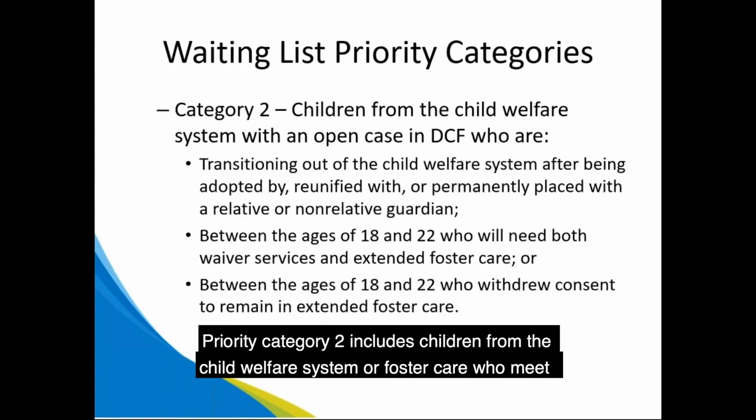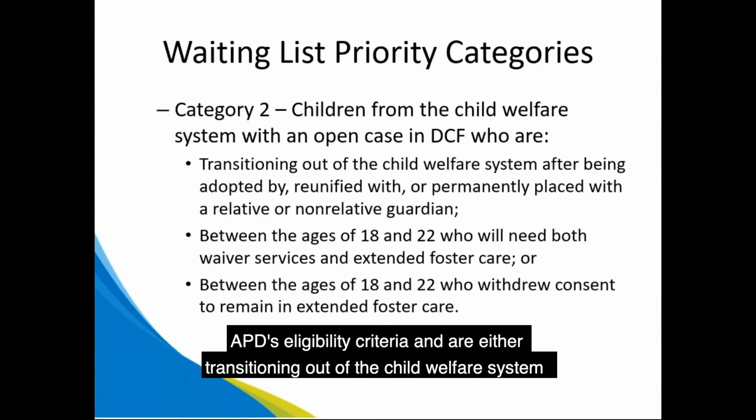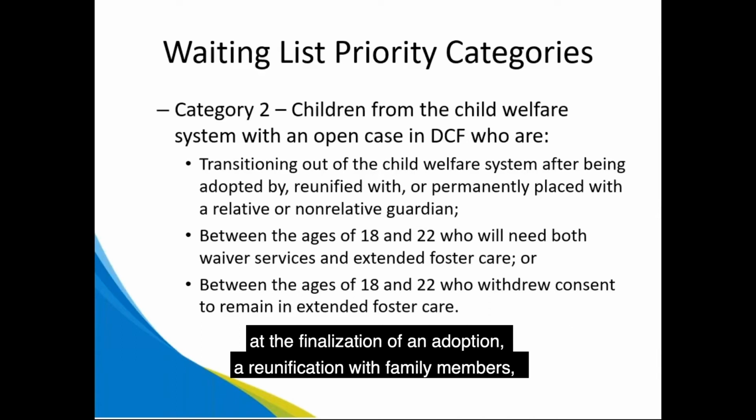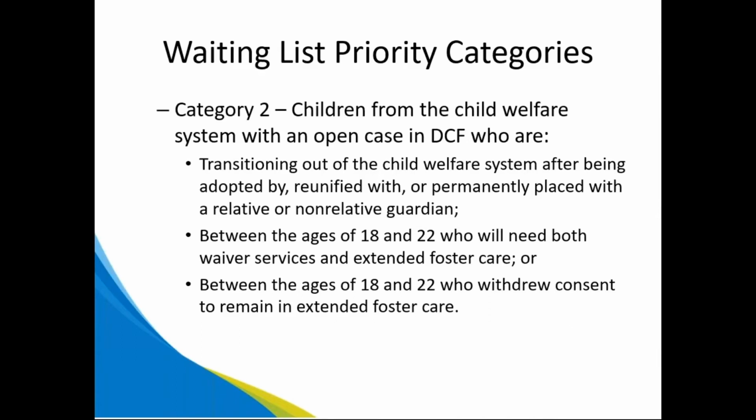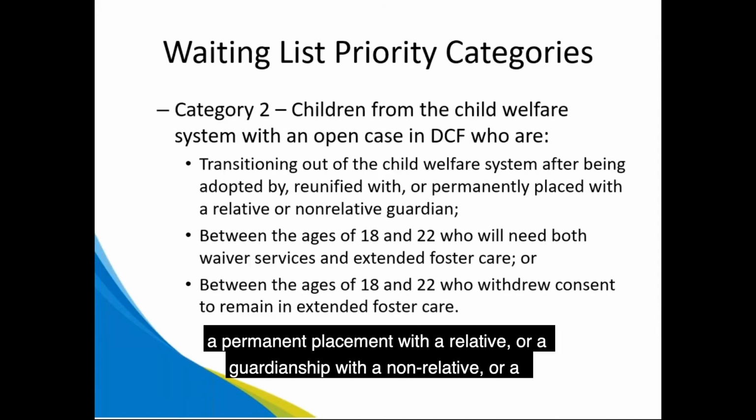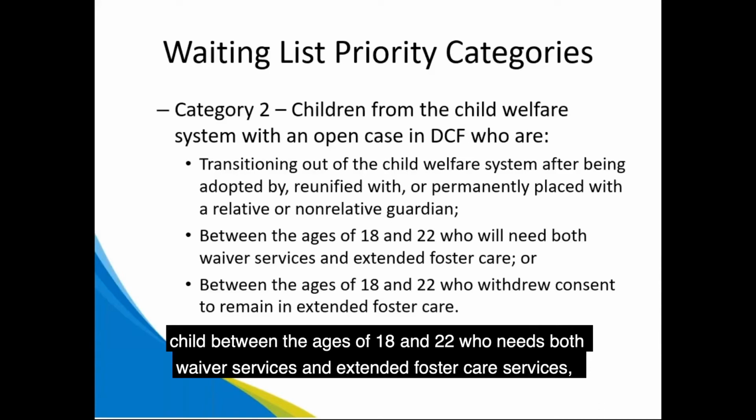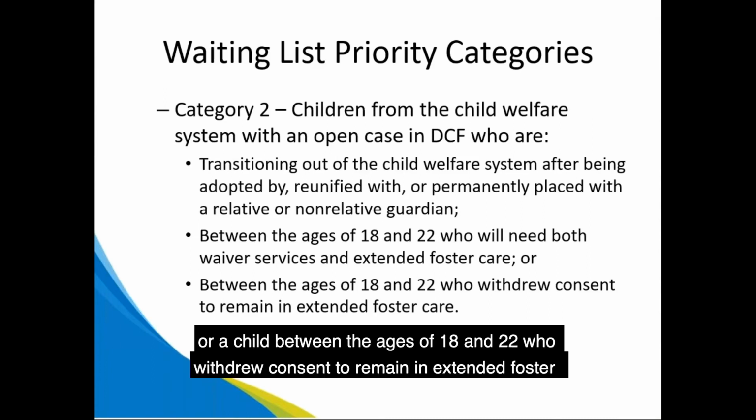Priority Category 2 includes children from the child welfare system or foster care who meet APD's eligibility criteria and are either transitioning out of the child welfare system at the finalization of an adoption, a reunification with family members, a permanent placement with a relative, or a guardianship with a non-relative, or a child between the ages of 18 and 22 who needs both waiver services and extended foster care services, or a child between the ages of 18 and 22 who withdrew consent to remain in extended foster care system.